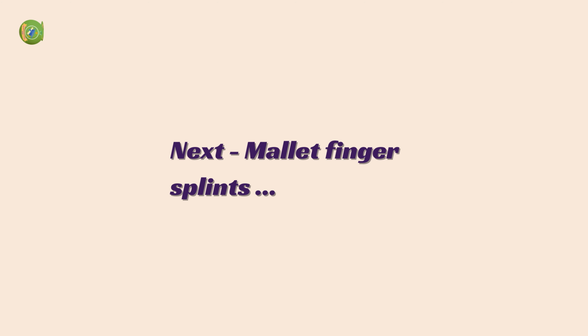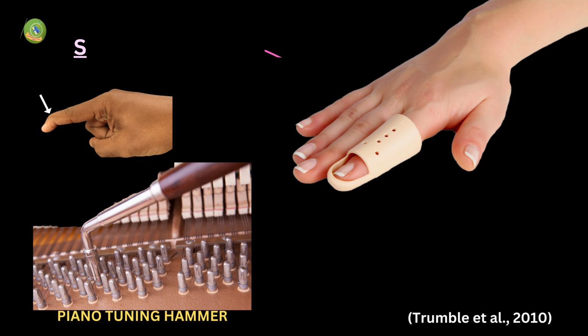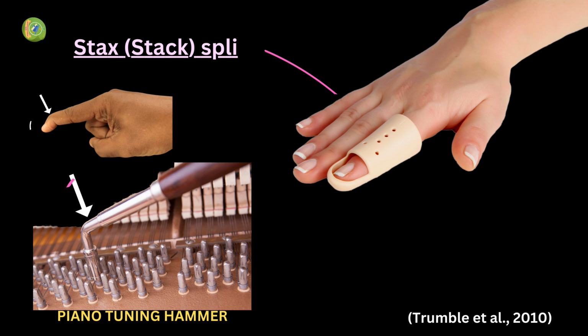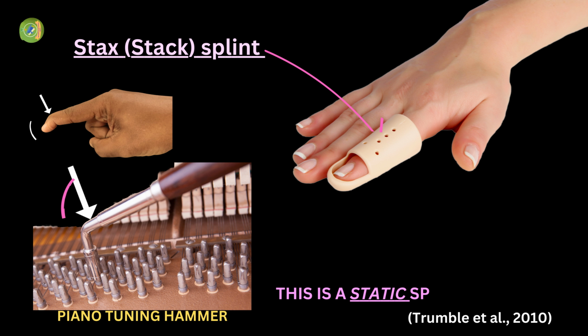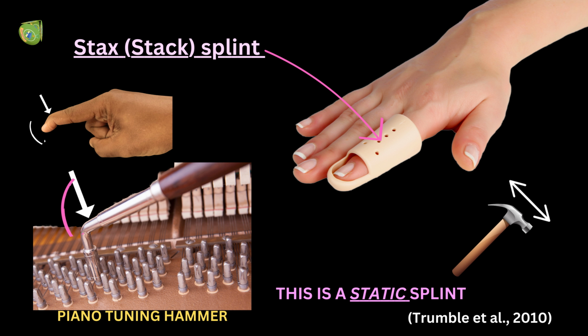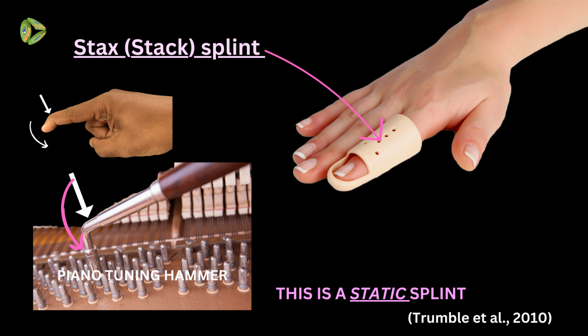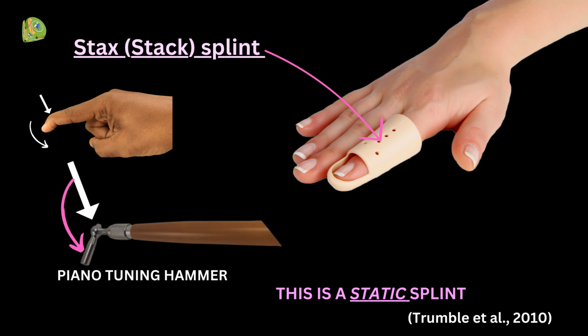Next, mallet finger splints. Stack splints are widely used in the non-operative management of mallet injuries. A lot of people have mistaken this injury's resemblance to an ordinary mallet or hammer, but such tools have projections on both sides. The injury is named like this because the mallet finger resembles the hammer or mallet of the piano tuning keys, with a peculiar one-sided bend at its tip.